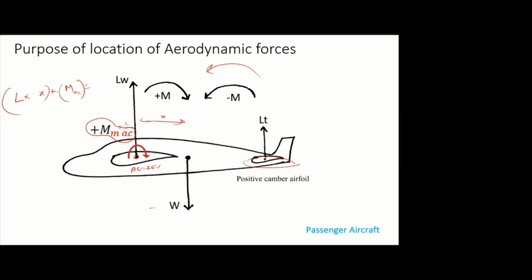Previously the center of pressure was varying, so it was difficult to design the tail. Now the point is fixed, the moment is also constant, so I can get the constant unbalancing moment. For that, I can design the tail to balance the moment. Is that clear? Aerodynamic center. That's why we went for this another reference point, the aerodynamic center. Now we'll go to the third point.